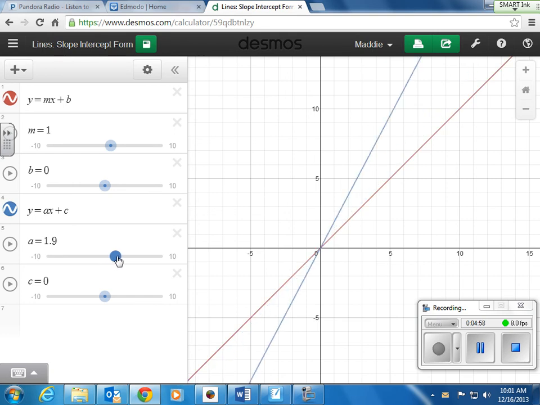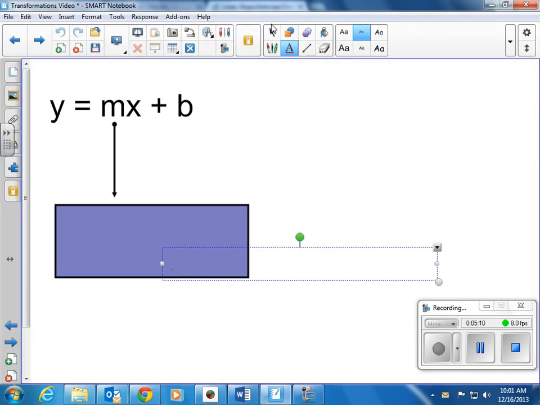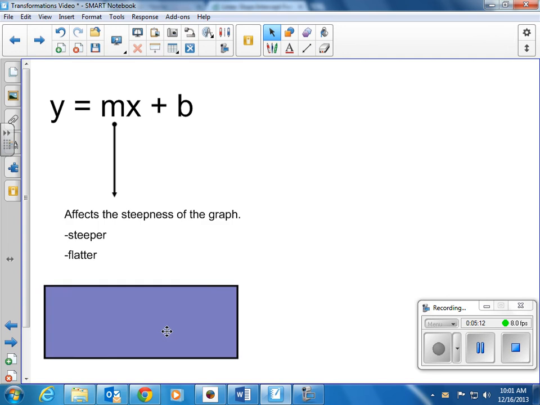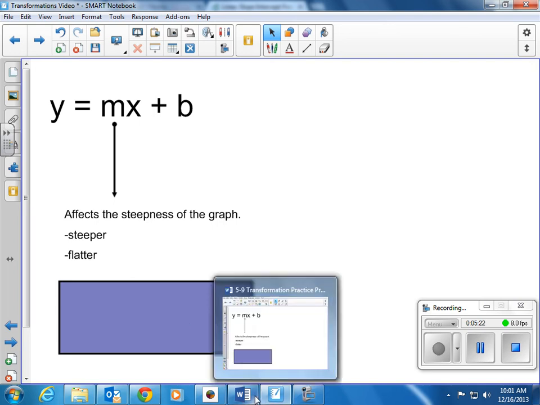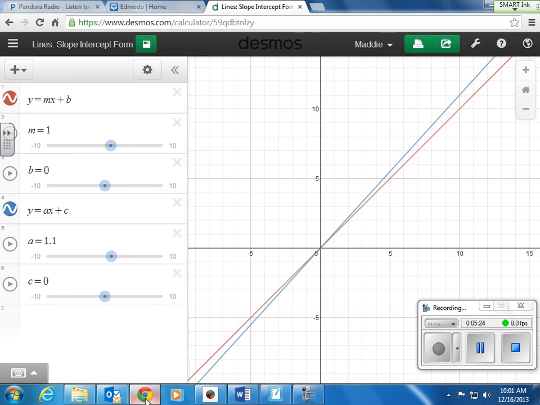The smaller the slope, so if I start way back up here at 8, and I'm going down, as the slope is getting smaller, the line is getting flatter. Okay? So let's go ahead and move what's under here and write that down. The M affects the steepness of our graph. The larger the slope, the steeper the line. The smaller the slope, the flatter the line. Okay? So make sure you write that part down.